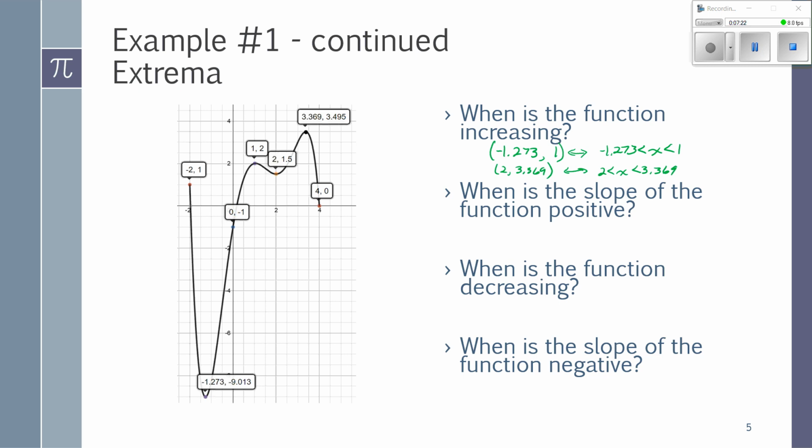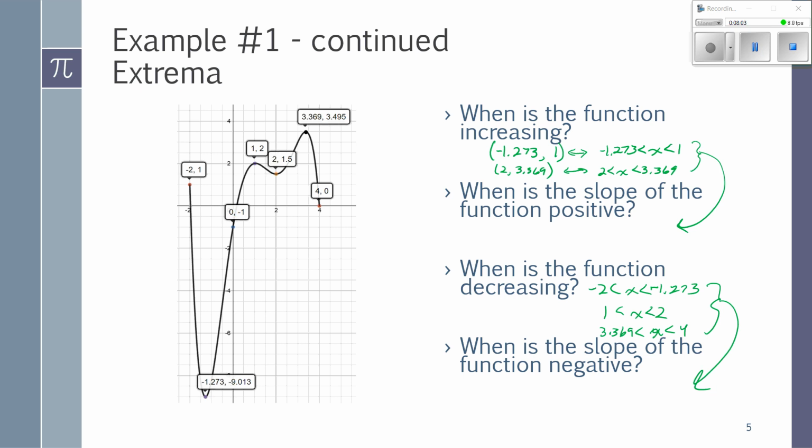Well, then if I ask when is the slope of the function positive, if you notice, positive slopes are the same places where a function is increasing. So this is also true for when the slope is positive. And then the function is decreasing from negative 2 to negative 1.273, and from 1 to 2, and from 3.369 to 4. And that actually is also where my slope is negative.